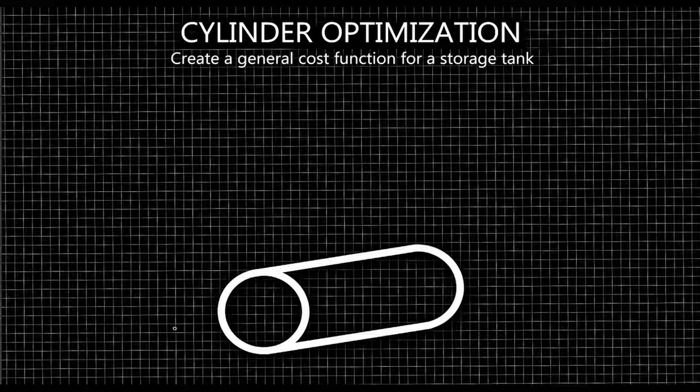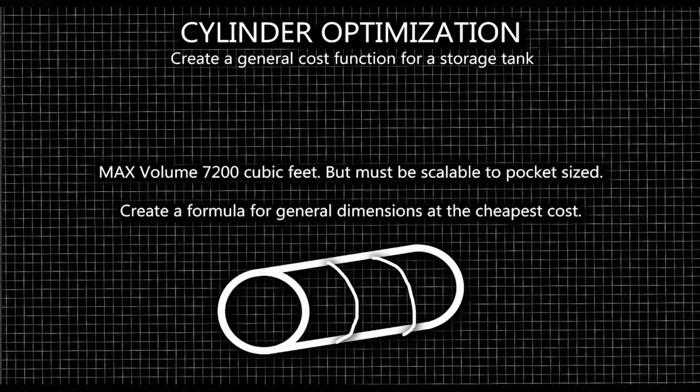So the container has to be constructed in sections, so there's going to have to be 3 portions of this container. The container is going to hold 7,200 cubic feet at max, but has to be scalable to pocket size. So we want to make sure that we're able to scale this, which the cost function will allow us to do. Now they also give us constraints with this cylinder.